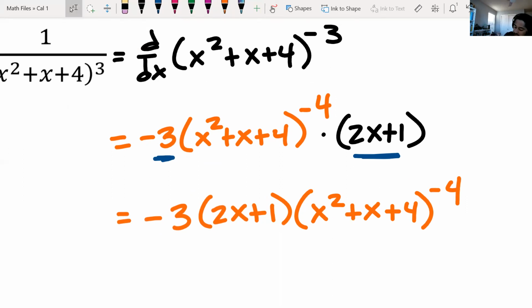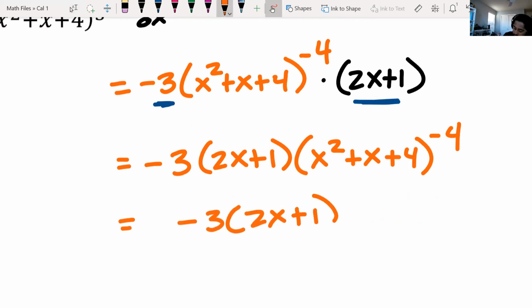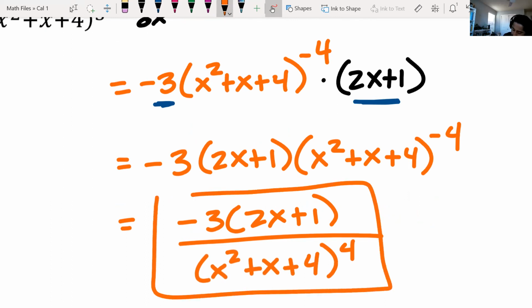Don't distribute it just yet, or don't distribute it at all, because my final rewrite is going to be negative 3 times 2x plus 1 over x squared plus x plus 4 to the 4th. If you really want to distribute that 3, go ahead. It's just an extra step though. There's no need to do that.